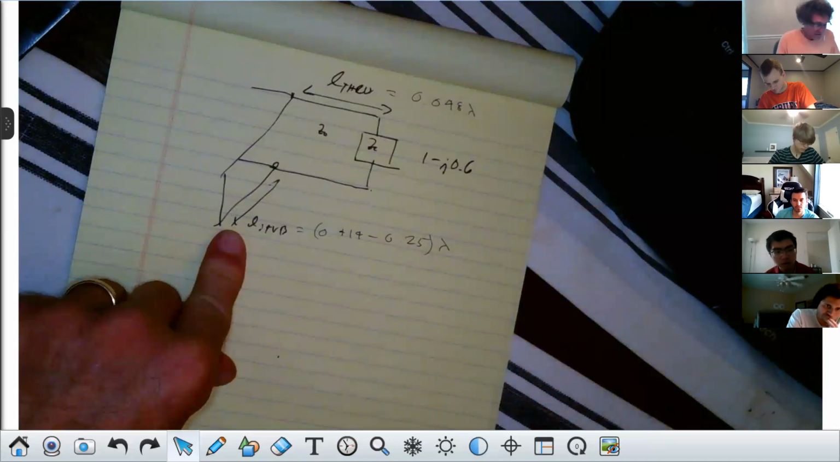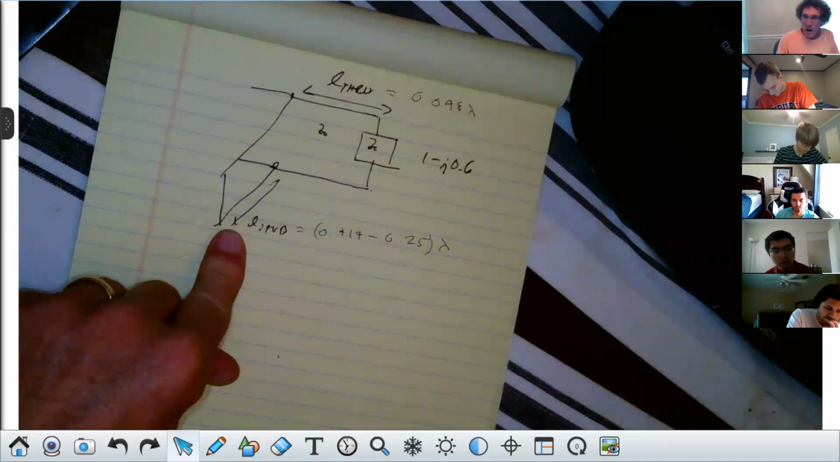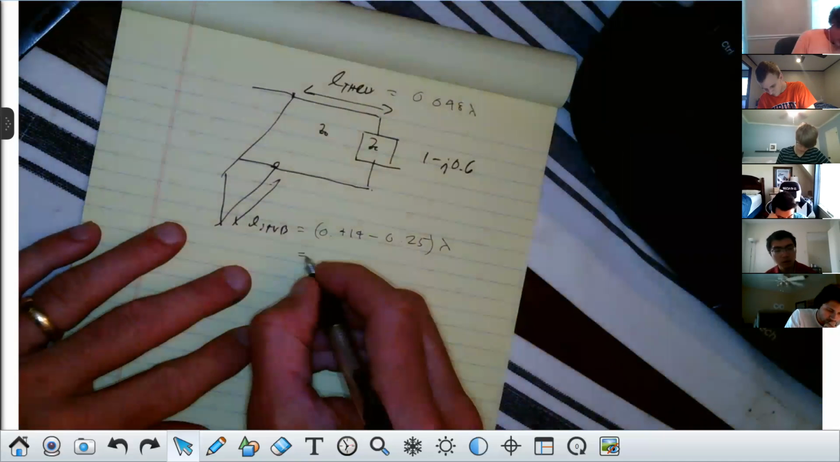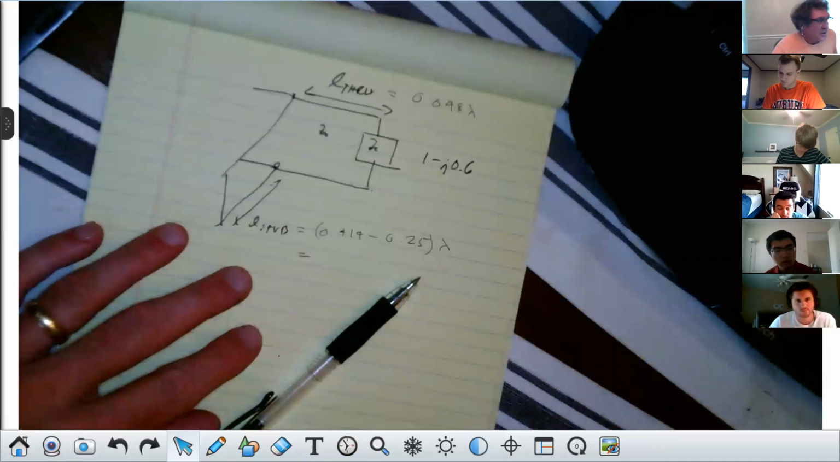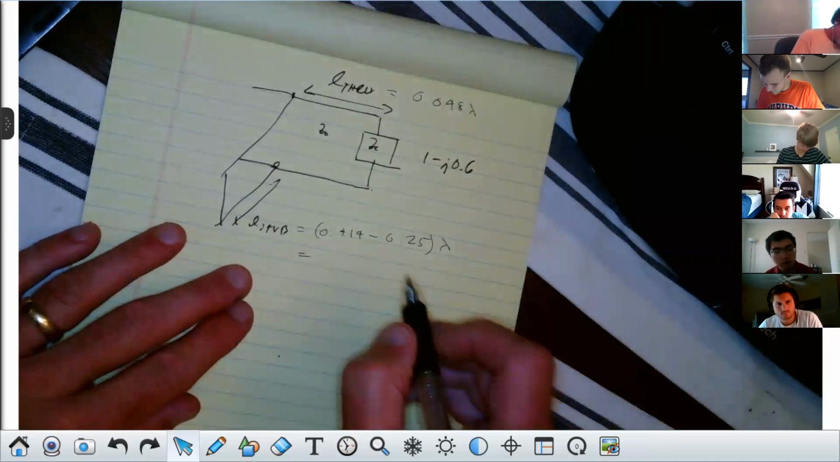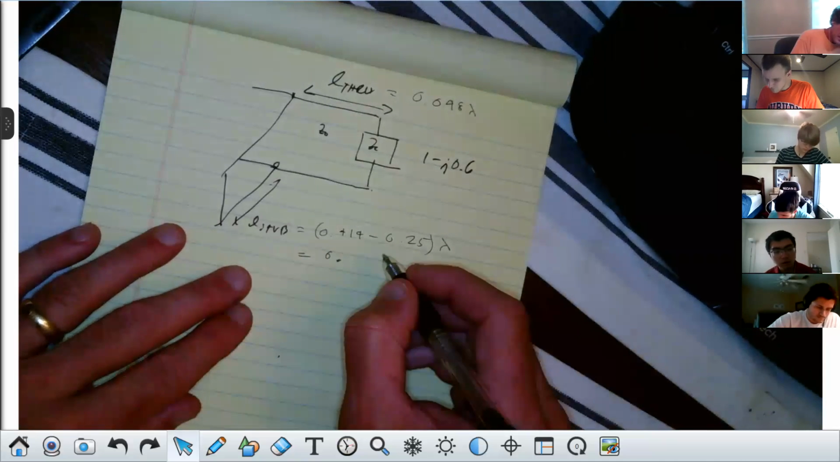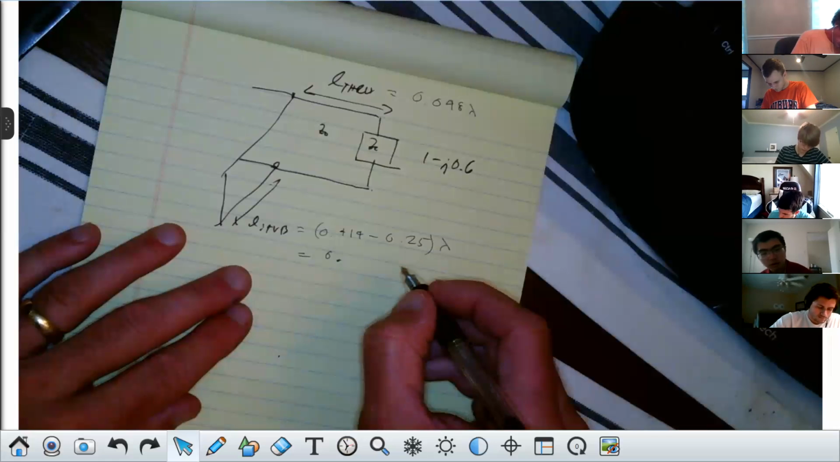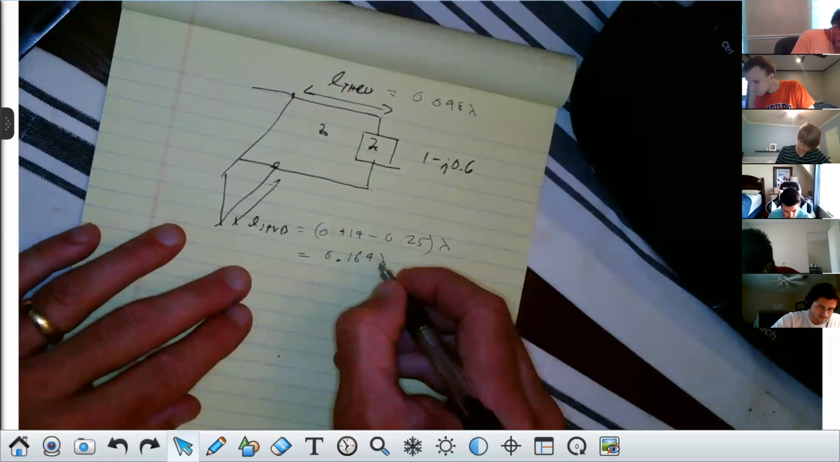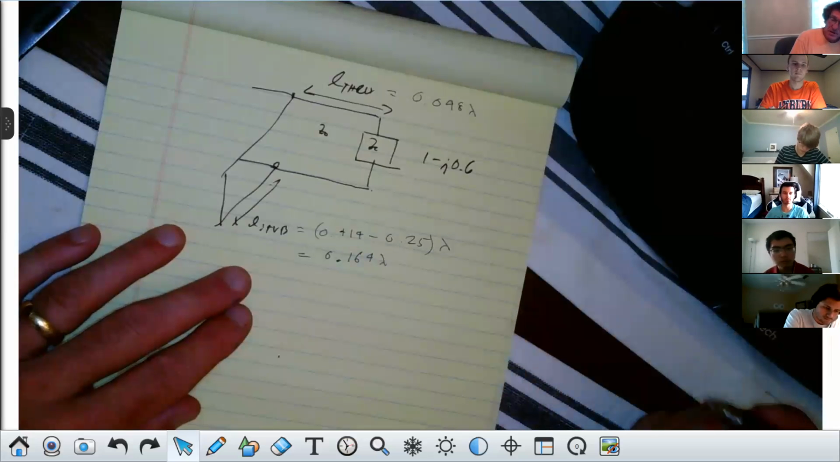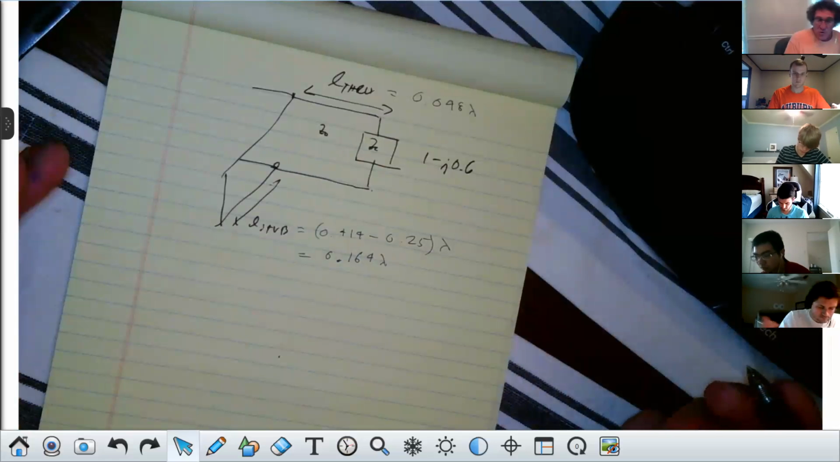Here's a question for you. How would this change? By the way, what is this value? Can anybody tell me? 0.164. 0.164, did you say? 0.164 lambda, correct? Is that right, Carla? Did you say that? Yeah, okay. We've got the values now.